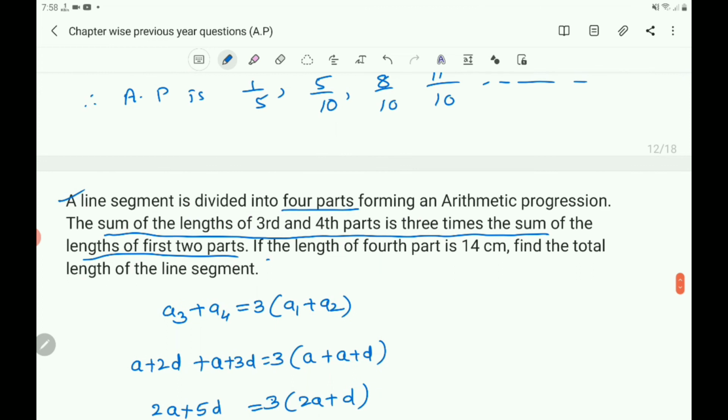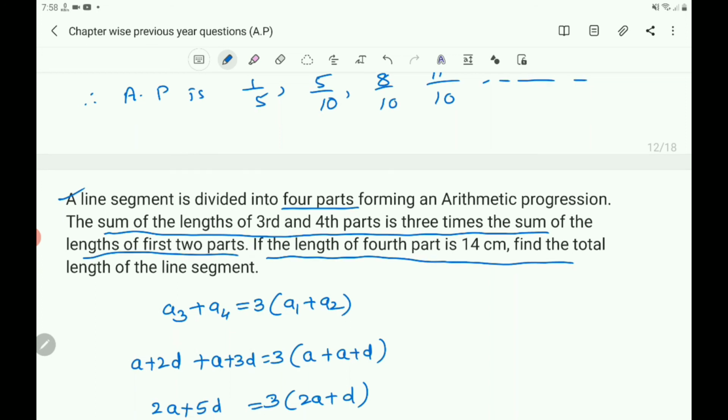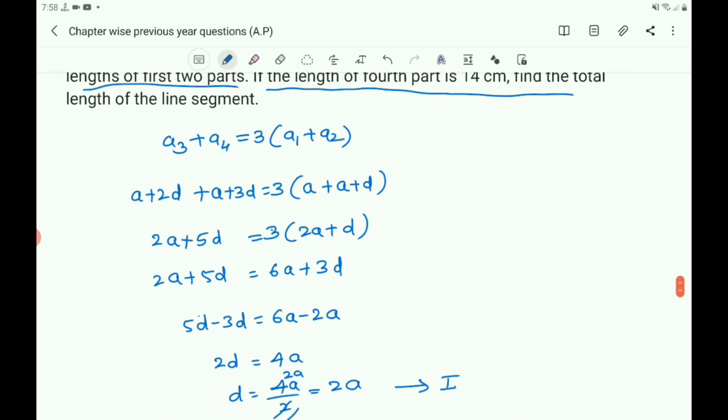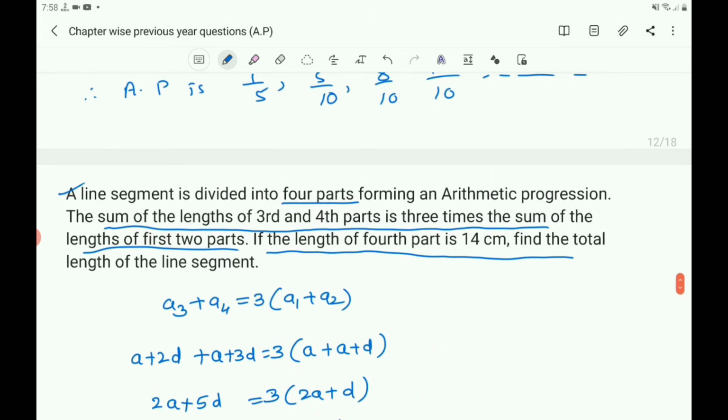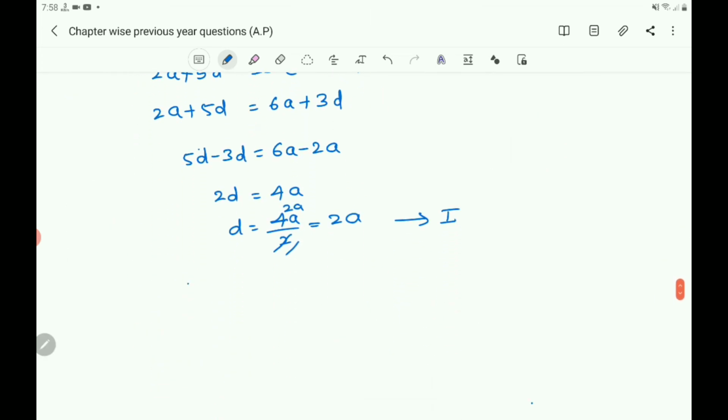Next again they said if the length of fourth part is 14 cm, find the total length of the line segment. The length of the fourth part is 14 cm. That is A4 is equals to 14. A4 means A plus 3D. Here you write A plus 3D is equals to 14. So you write A plus 3 into D, you write in terms of A, that is from first, 2A equals 14, that is from first.